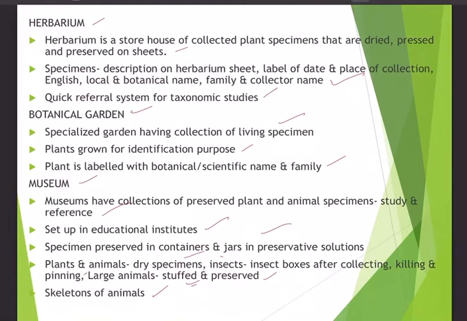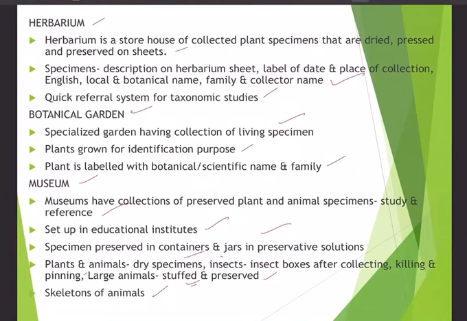He is asking about the incorrect statement. 1. Biological museums are generally set up in educational institutions such as schools and colleges. Museums have collections of preserved plant and animal specimens for study and reference. Specimens are preserved in containers or jars in preservative solutions. Insects are preserved in insect boxes after collecting, killing and pinning. Larger animals like birds and mammals are usually stuffed and preserved. Skeletons of mammals are not allowed to be kept in museums.